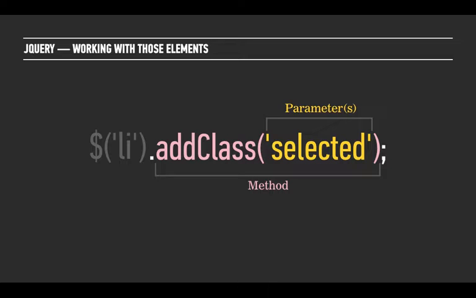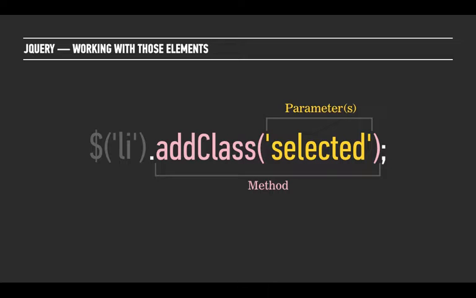And then you're going to tell it what you want it to do. So after you select whatever you want to work with, then you have to tell it what method to use. So in this case, we are selecting our LIs, and we're adding a class selected to it. And then again, don't forget that semicolon. So that semicolon is needed because that's the end of what we want to do.